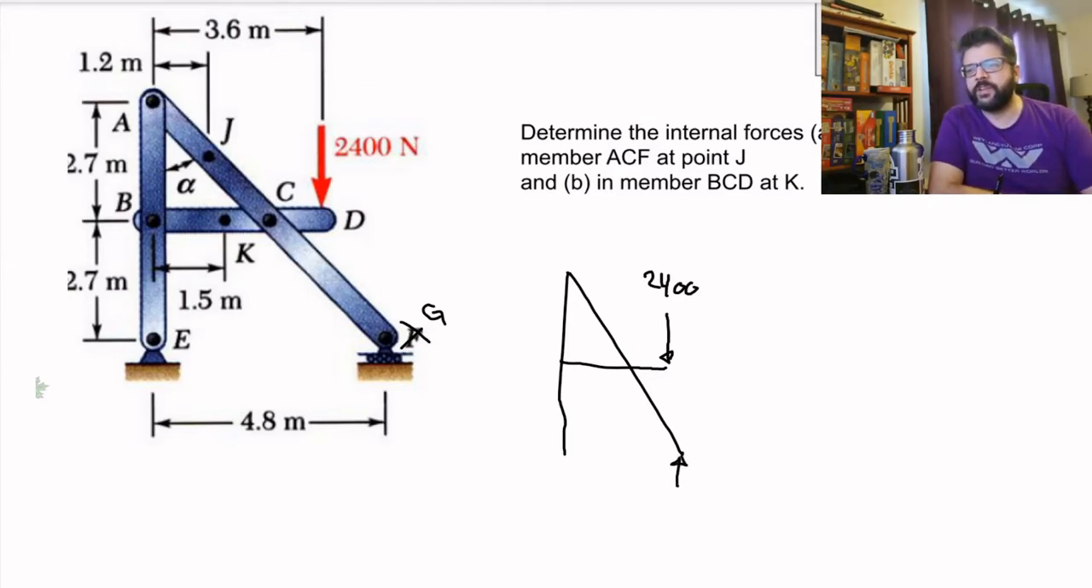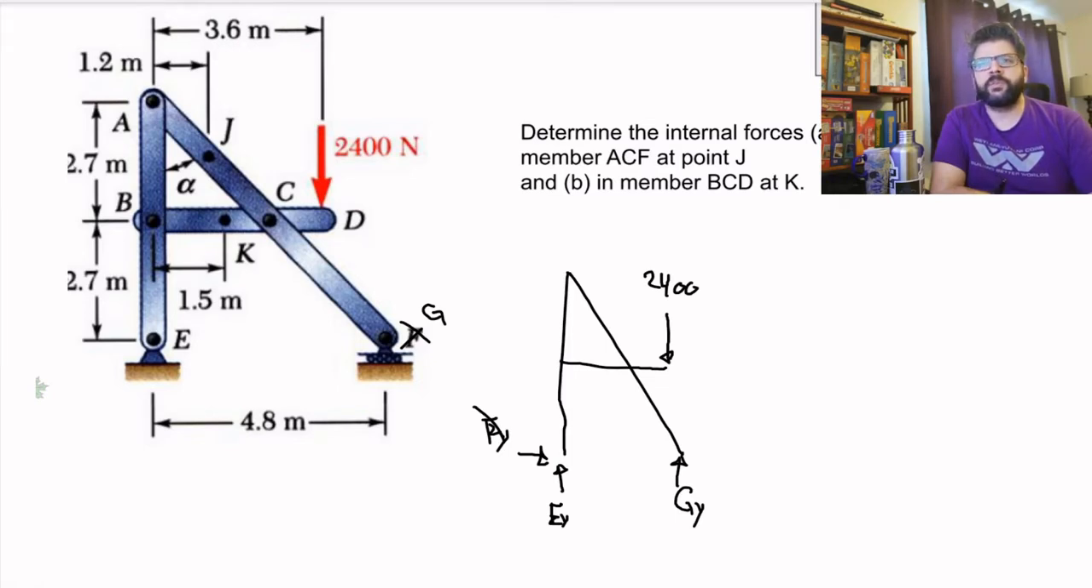Reaction at G is going to be GY. It's a roller connection there, so we don't have any X component to that. And we've got our E here as well, so we're going to have an EY, and we're going to have an EX. I'm just going to skip the step where I sum the forces in the X direction and tell you that EX is zero. So we've got EY and GY that we need to solve for.